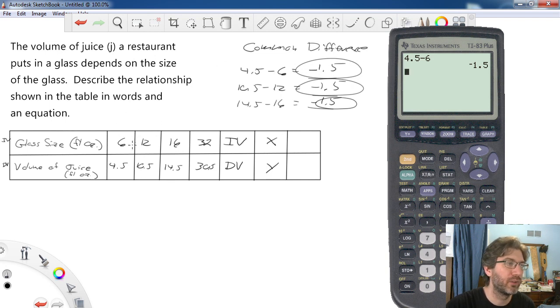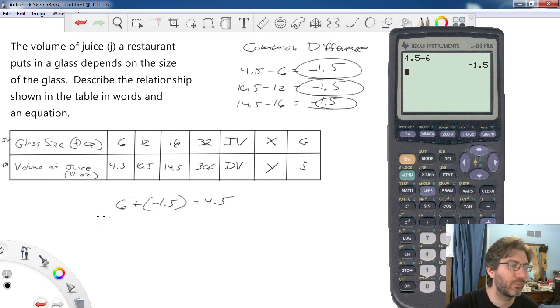So how do we go from 6 to 4.5? Well, we did 6 minus 1.5. There's your negative 1.5. Or, because it's a common difference, technically it would be 6 plus negative 1.5. But then you can clean up your signs. And that's how you get to 4.5. So our relationship from glass size to volume of juice they put into the glass is going to be, I guess we'll call this G. You could call it X because we already named it X, and we'll call this J because it already named it J.